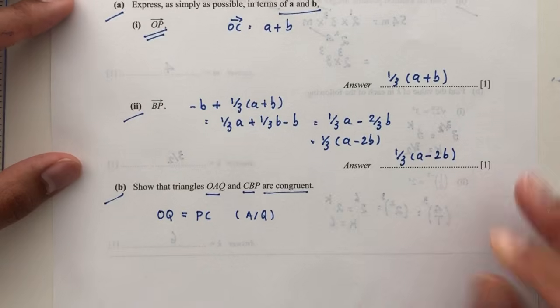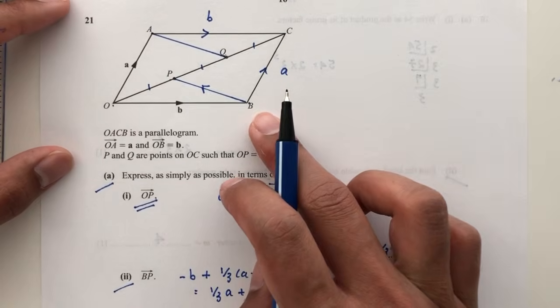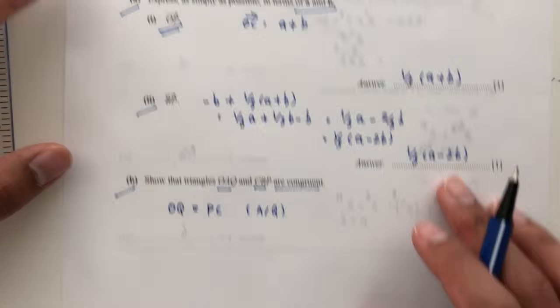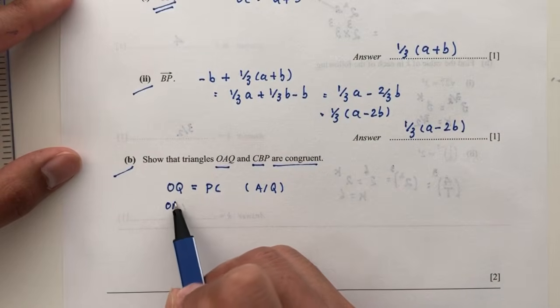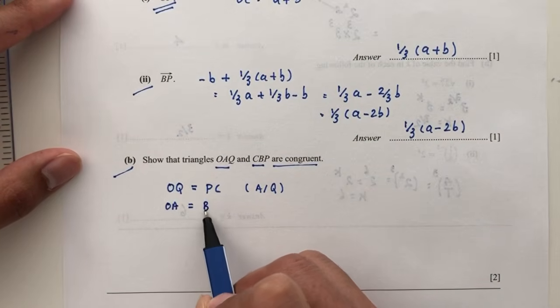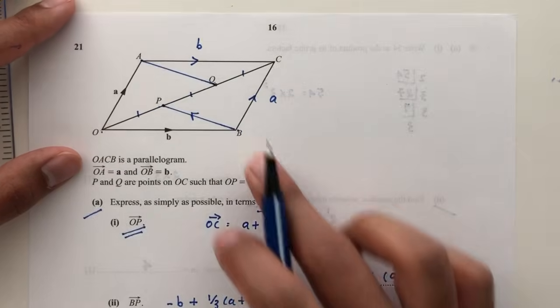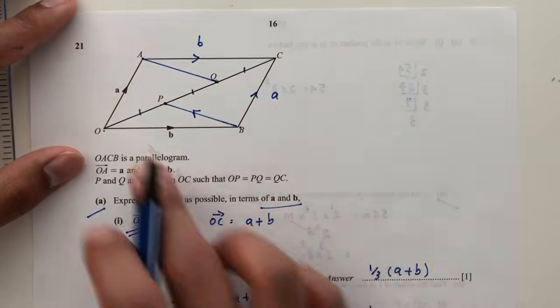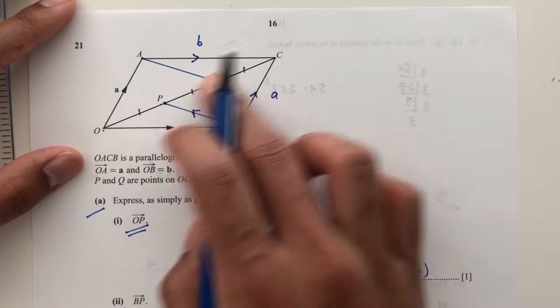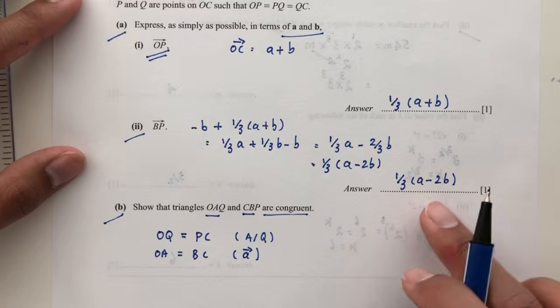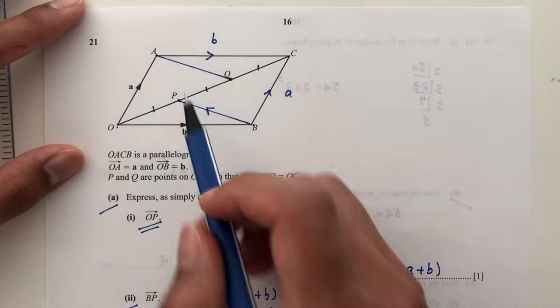And then what else do we know? This side and this side are the same, right? So we write OA is equal to BC, given by vector A. As you can see, this and this are the same, and this and this are the same. So last one, we know BP is equal to this value. So let's find the value of this one.